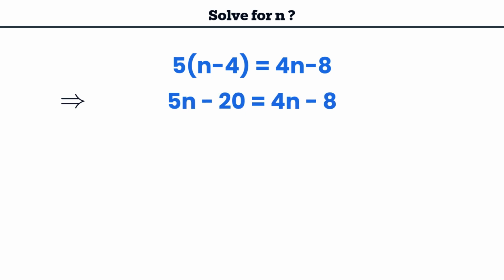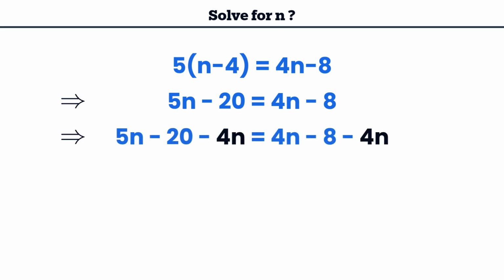Now let's bring all the n's together on one side. It just makes things simpler. We subtract 4n from both sides. On the right, they cancel out. On the left, 5n minus 4n leaves us with just n. So now we have n minus 20 equals negative 8.